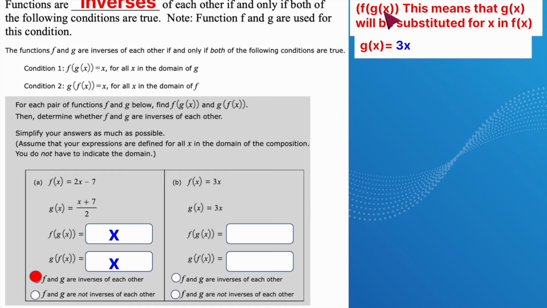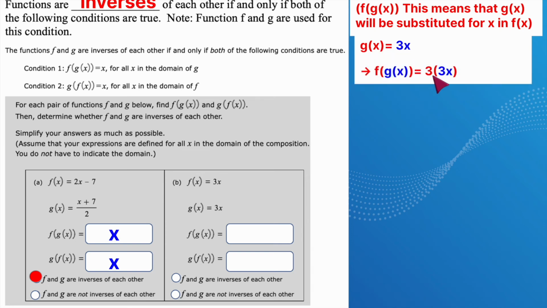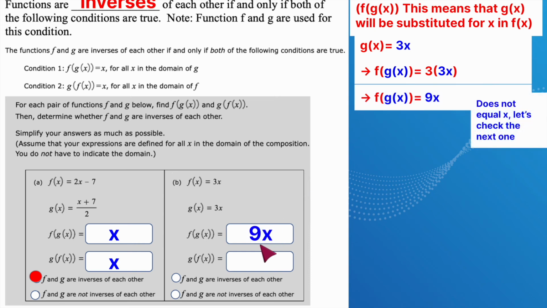First we're going to do f of g of x. So we're going to send g of x through f of x. So I have 3x substituted for x here, because remember they're both 3x. So 3 times 3, I get 9x. That does not equal x. I already know they're not inverses of each other because they do not equal x. But I still need to check the second one because it wants me to fill this one in.